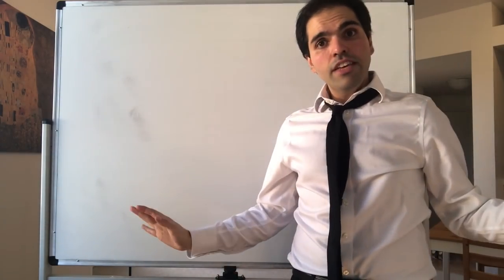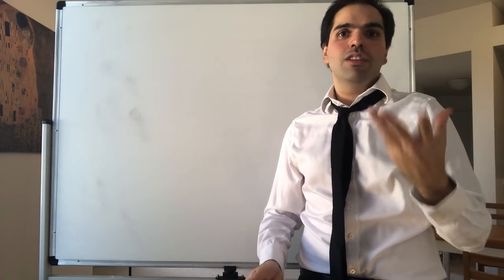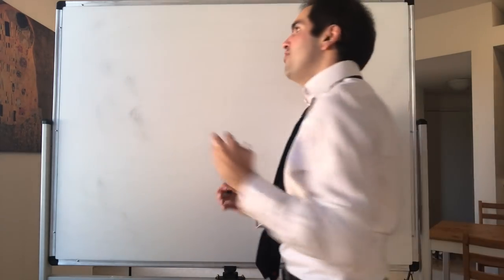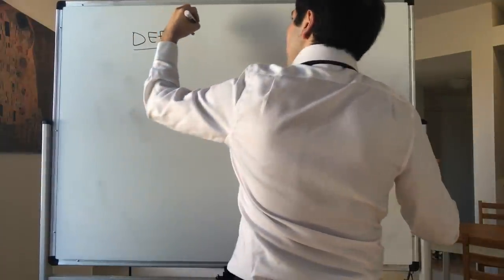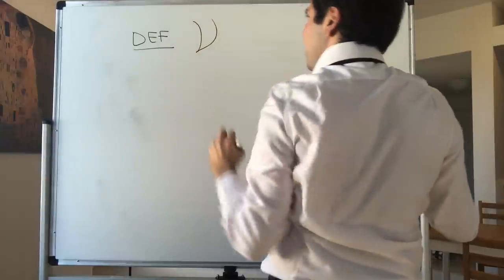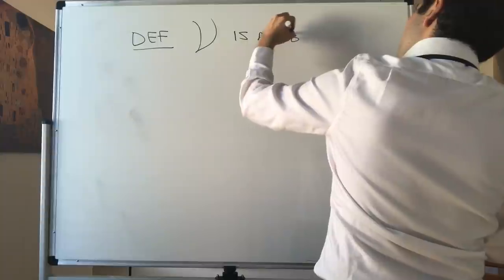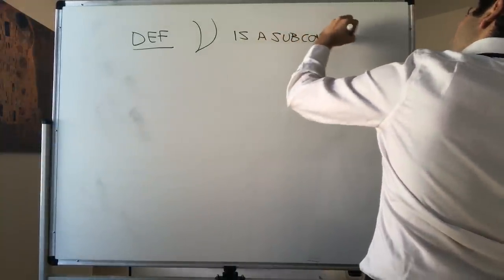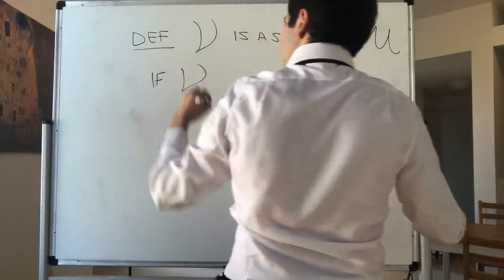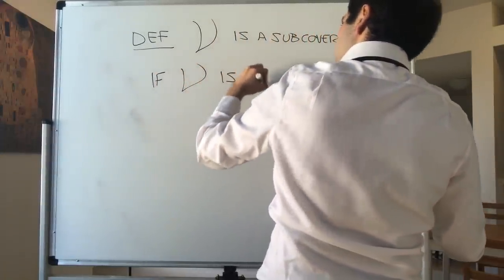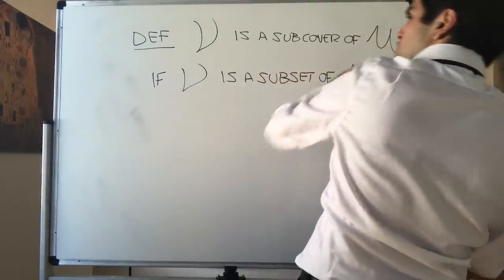Now, sometimes given a cover, it might be very redundant, and there might be an efficient, what's called subcover. So let me define the concept of subcover first. So definition, so we say V, or let's write it like mu like that, is a subcover of U, if V is a subset or a subfamily of U that also covers E.